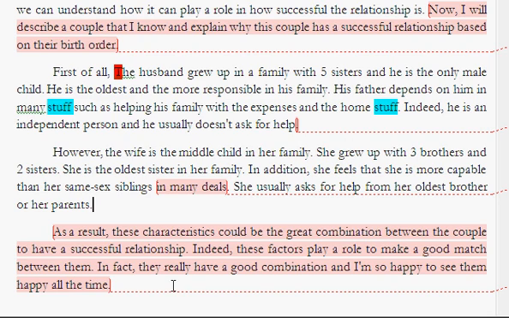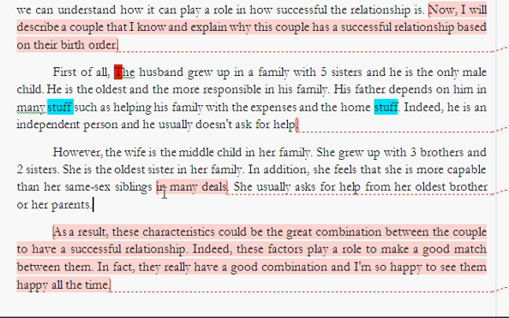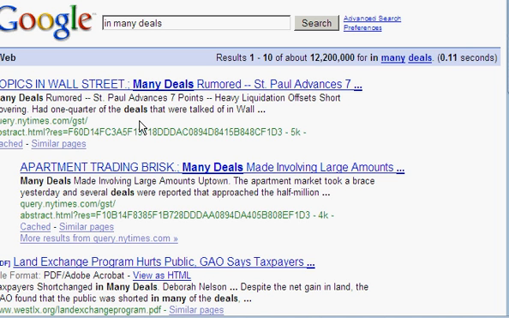So, one thing that you could do is just to open up Internet Explorer or Firefox and open Google's homepage. So here we have Google's homepage, and let's start with just taking this chunk that we need to fix, copy it, paste it here, and search. Okay, there are quite a few hits here, and let's take a look at some of the hits in more detail. Many deals rumored, 1/4 of the deals. Many deals made, several deals, in many deals.